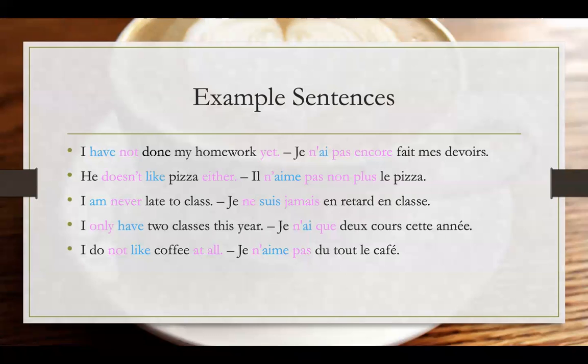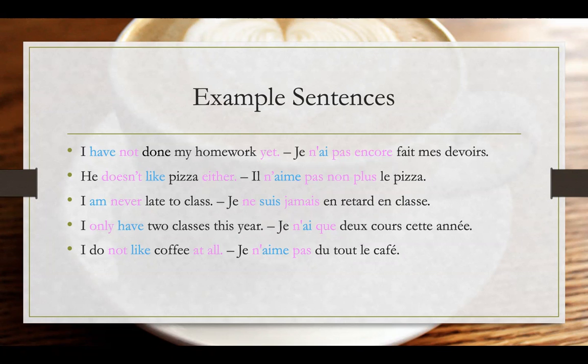So finishing off with some example sentences. So I have not done my homework yet. So not yet is ne pas encore. So you have je n'ai pas encore fait mes devoirs. He doesn't like pizza either. So not either would be ne and then pas non plus. So il n'aime pas non plus le pizza.